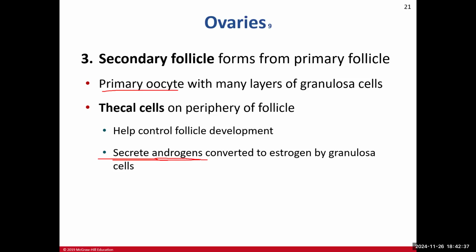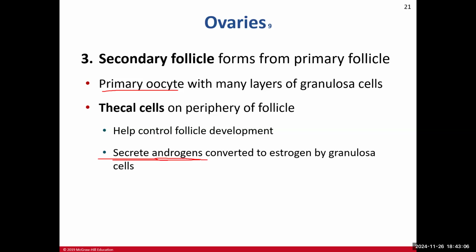Right, so the thecal cells produce androgens. Now, if you all remember, what are androgens? Yeah, that's male sex hormones. Well, a female doesn't want that, all right? You don't want that, or you're going to start to get male characteristics. You can have hirsutism and all that, which nobody wants, all right? But point being, these thecal cells produce the androgens. And so we need some cells to help.